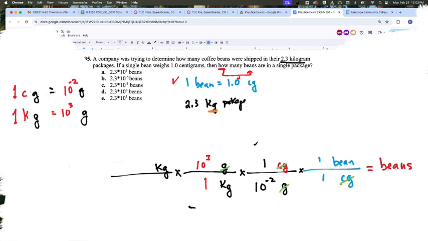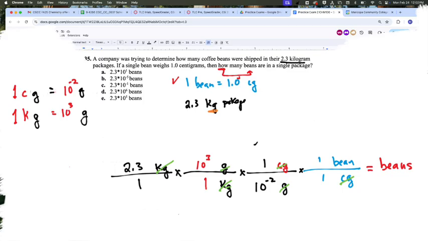Do I know the kilograms? 2.3. What goes in the denominator? Stuff that does not change my numerator. What happens? Kilogram units cancel. What would my unit be? Beans. What do I want to solve for? Beans, which means now it's a question of can I answer this in the calculator?